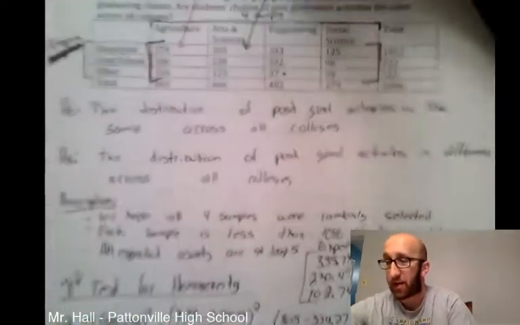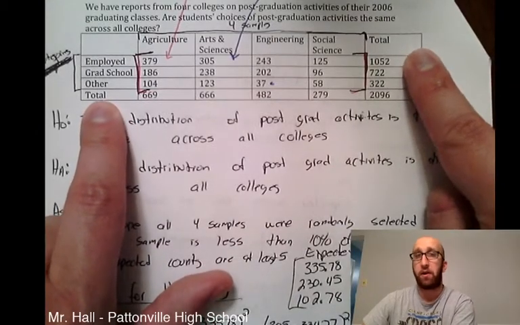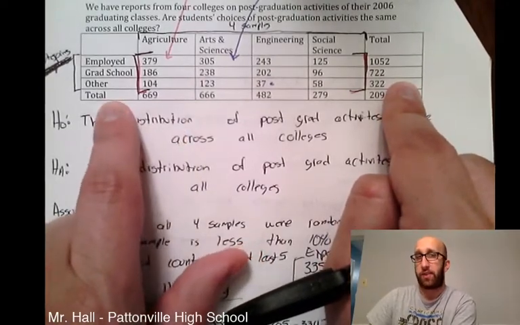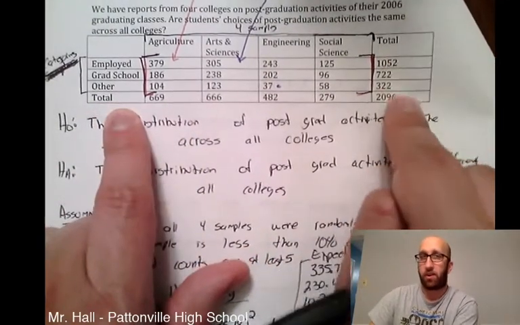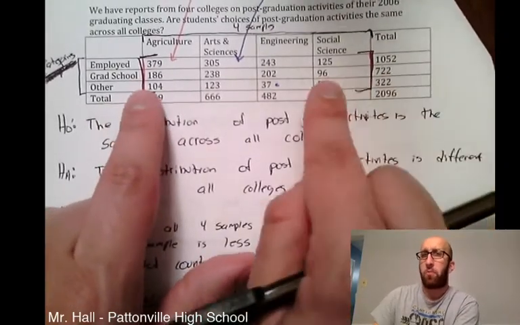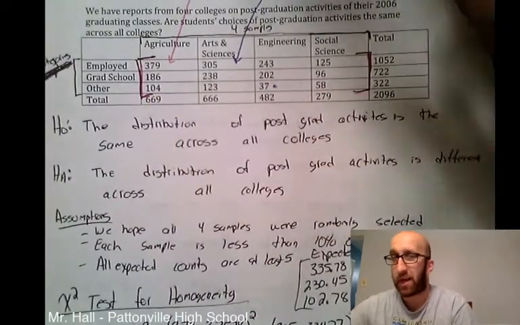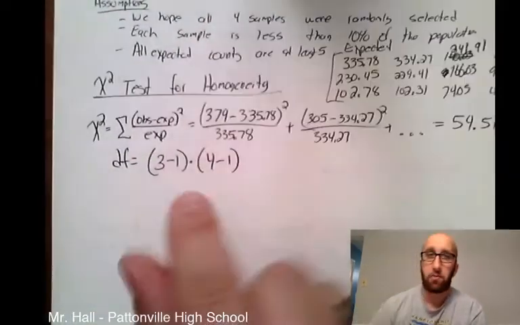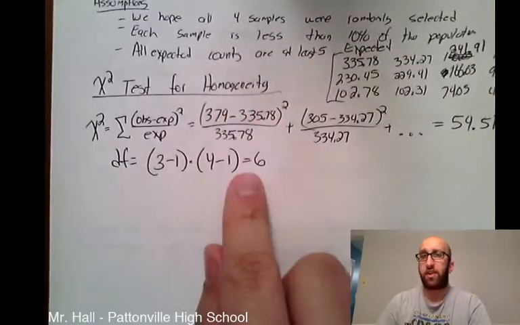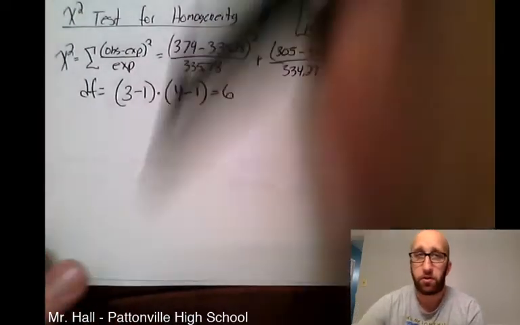Notice I did not count the total columns. These are useful for calculating expected counts, but they have nothing to do with really an actual data set. This isn't another sample. This isn't another sample, and this isn't another category. So all I care about is the information in here, the actual data, not the totals. So if you take 3 minus 1 times 4 minus 1, what you're going to get is a degrees of freedom of 6.